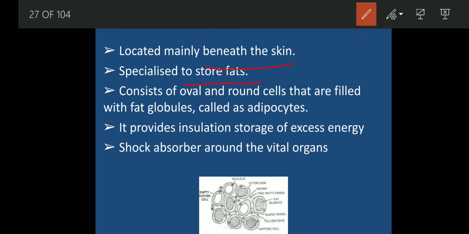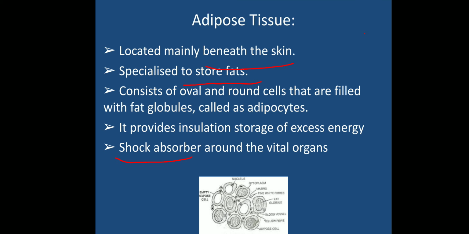It also functions as a shock absorber for vital organs like the kidney and heart. So they are always surrounded with specific fat cells, so that whenever some sort of mechanical displacement or a different type of shocking incident occurs, the fat tissue surrounding the vital organs will protect these organs from the shock. Okay, so this is about the adipose tissue.